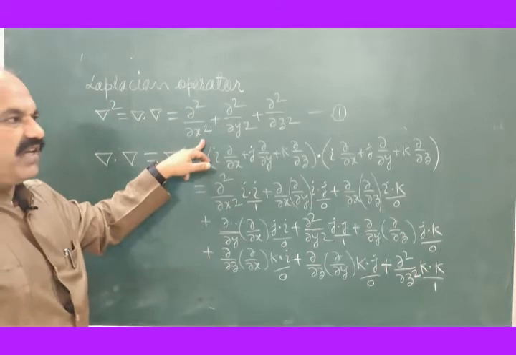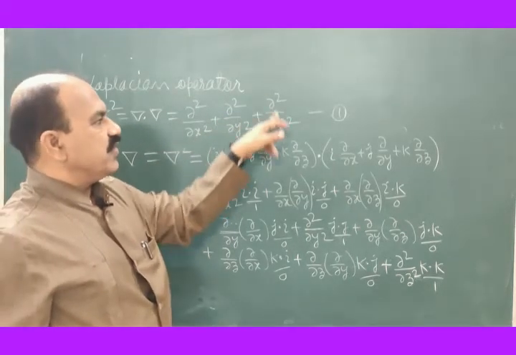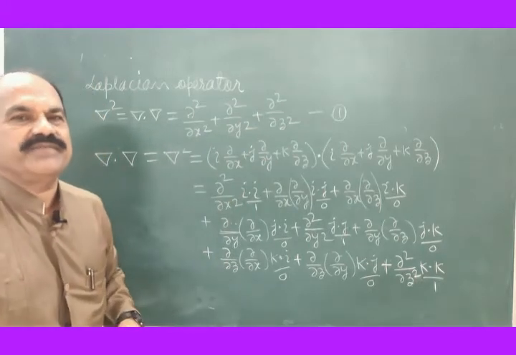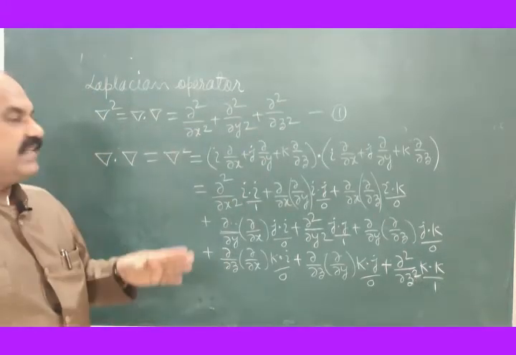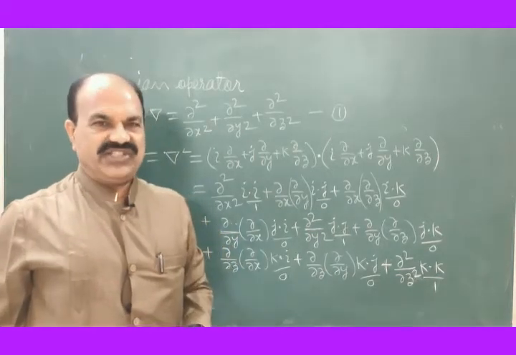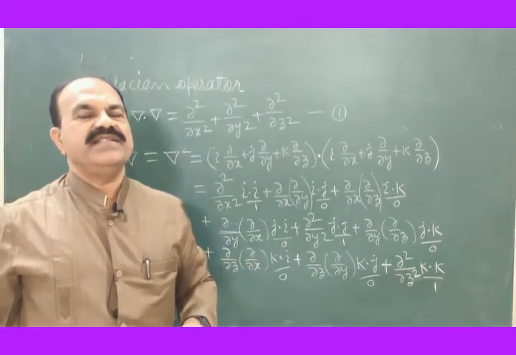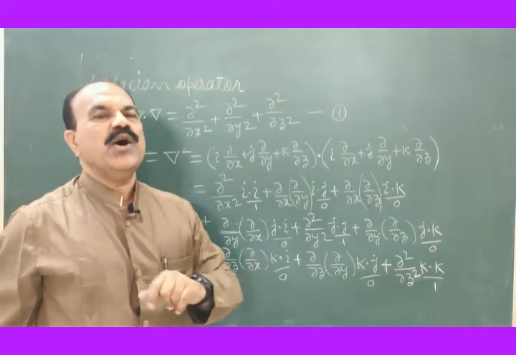del square is equal to del dot del is equal to dou 2 by dou x square plus dou 2 by dou y square plus dou 2 by dou z square. Equation 1. This is known as Laplacian operator. Equation 1 is known as Laplacian operator.